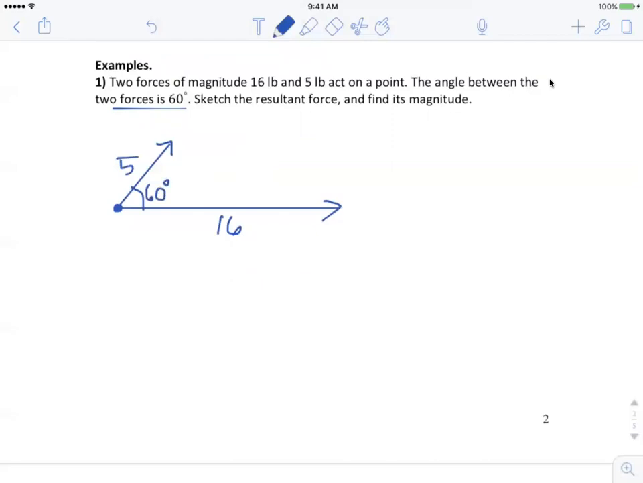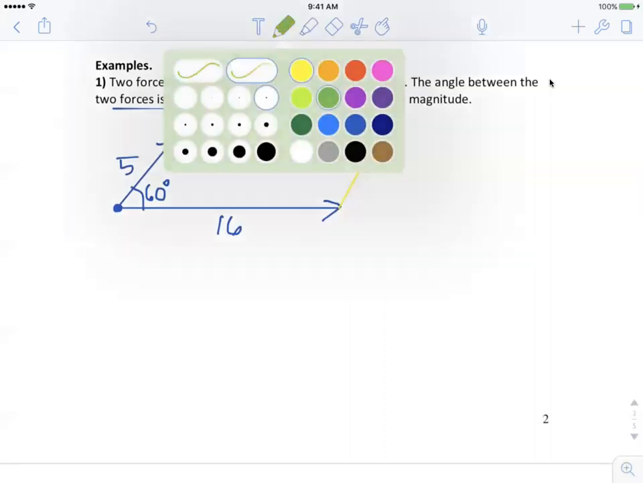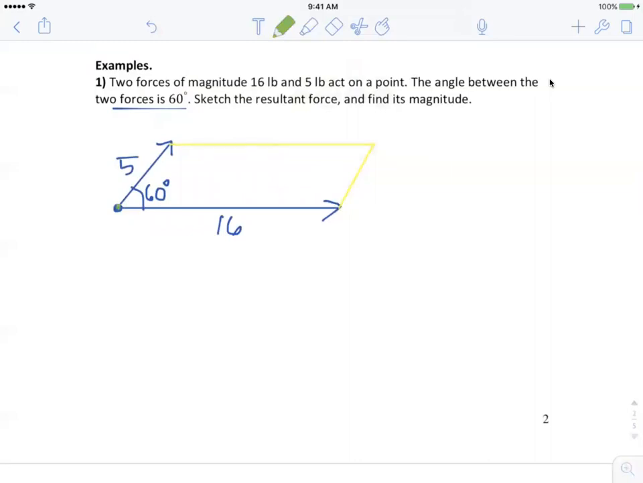Sketch the resultant force and find its magnitude. So what you want to do is create a parallelogram. I like to use yellow or dotted lines, but on this iPad, yellow works pretty nice. This is the Notability app. So I just complete my parallelogram. And then my resultant force is the diagonal of that parallelogram, starting at the point and going all the way to the other end of that parallelogram.